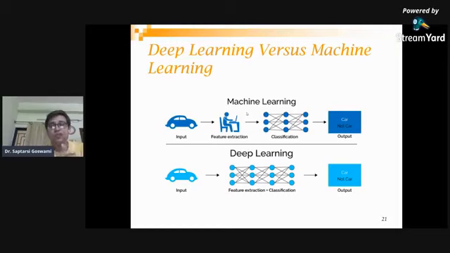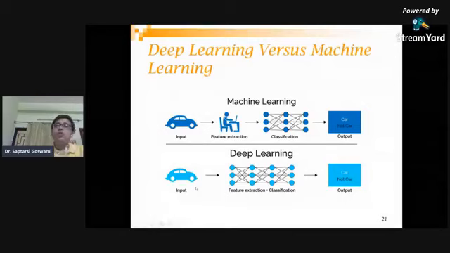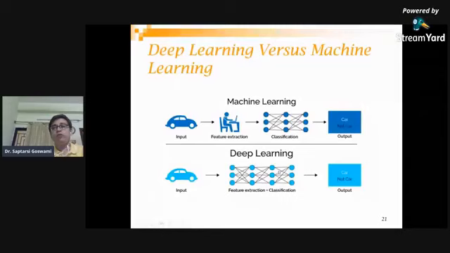In deep learning, you don't need to worry about this feature extraction phase. There are a lot of layers involved, which do the feature extraction and classification together.